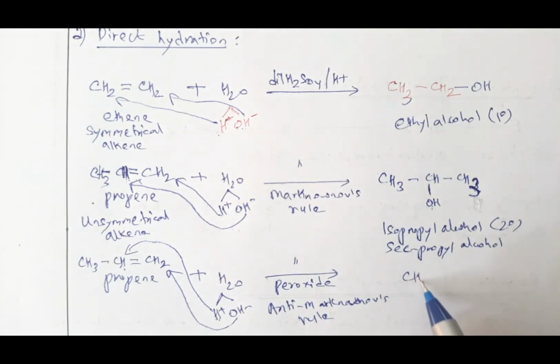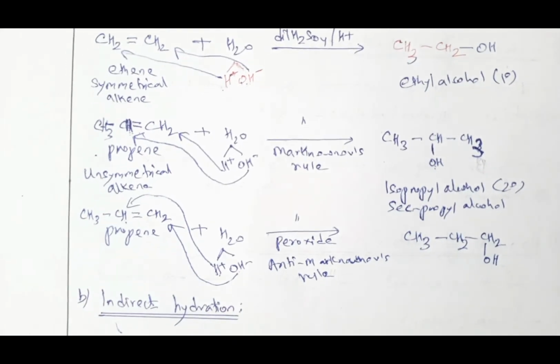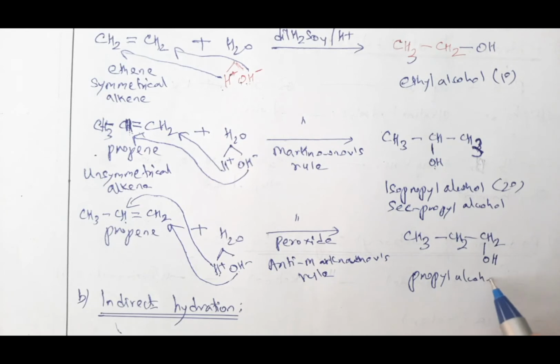Let us see what we get. First, you write the same CH3, CH, CH2. Now, negative will go to the more, breaking the double bond into a single bond, and positive will go to the less. So if this H is added here, it will become CH2. And this compound is known by the name propyl alcohol, CH3 CH2 CH2 OH. It is a primary alcohol because OH is linked with CH2.